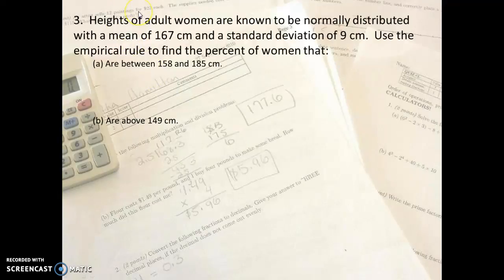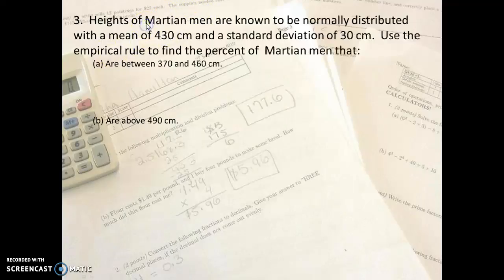Number 3, we have not done this one, so I want to really focus on this one. When you see empirical rule, this is a different process. So plug in, hopefully this makes sense. Let's go through it. You're solving for women. I'm making up numbers, so I'm going to make up Martians. Sure, great. But the main thing, forget the scenario, focus on that word.